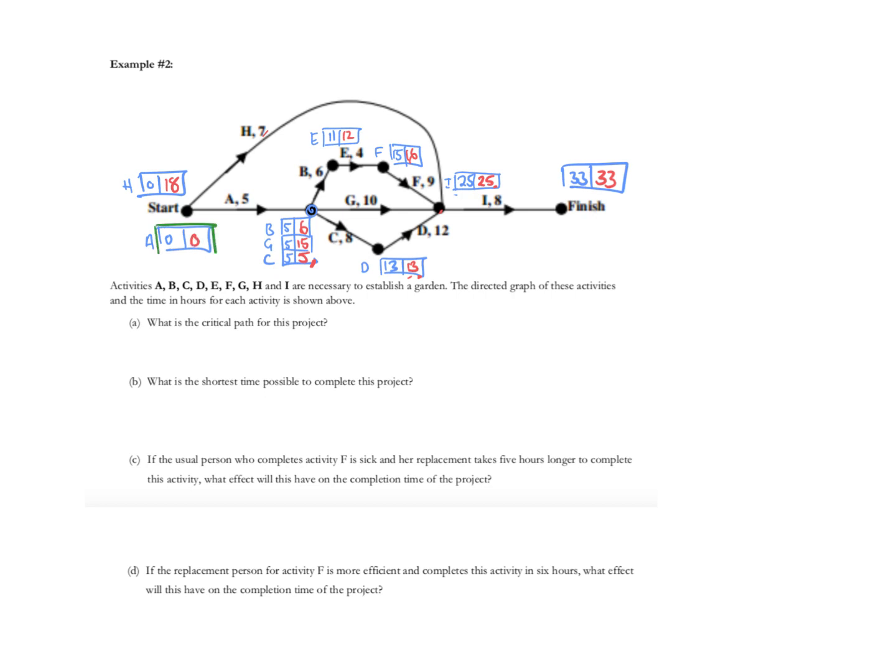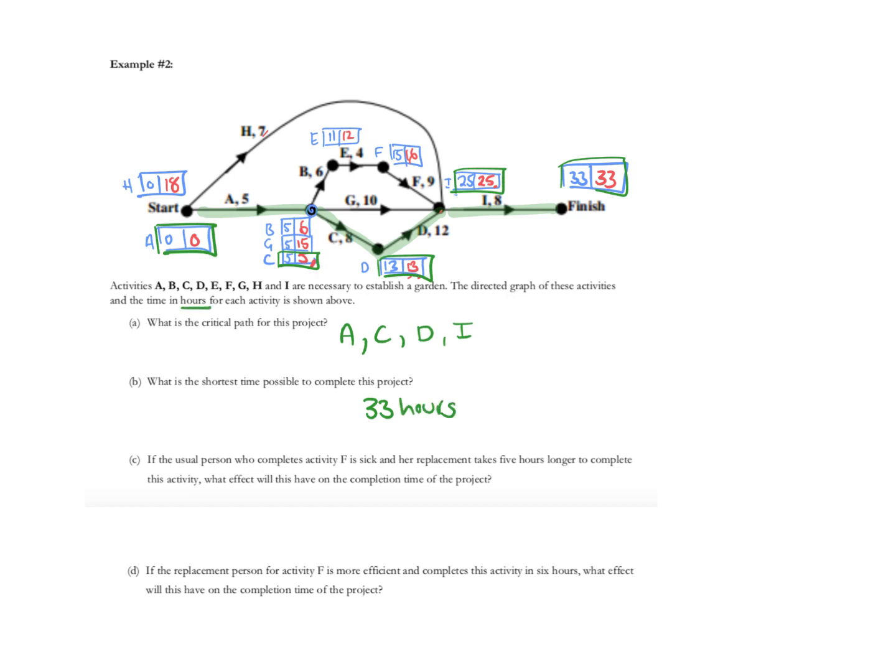So the ones that match up are A, C, D, and I. So the critical path goes along I, along D, along C, and back to A. So what's the critical path for this project? You'd have to write that out: A, C, D, and I. Okay, what's the shortest possible time to complete this project? You've just worked that out. 33 hours. Good, because they said hours up here.